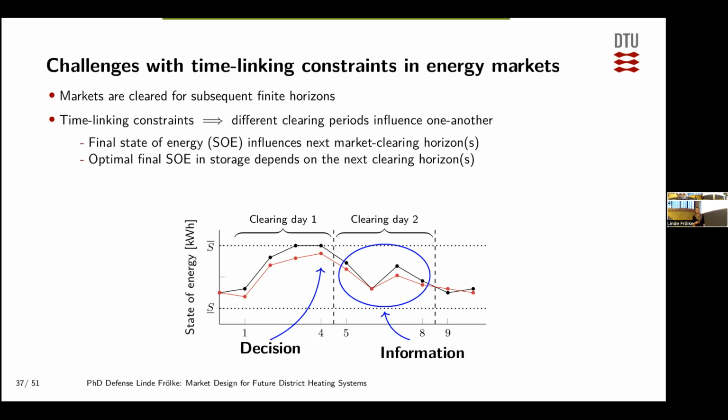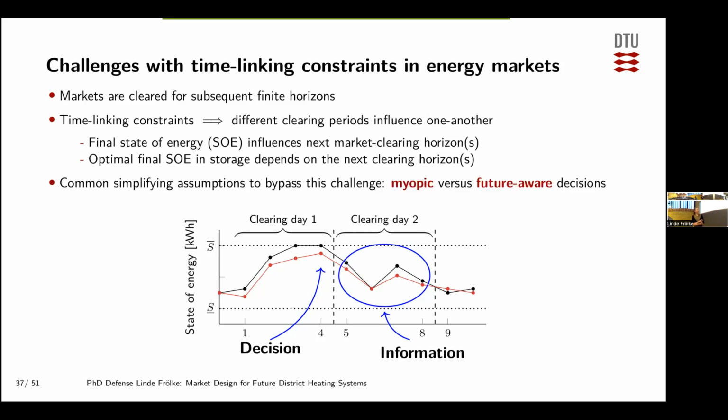To bypass such challenges, it is common to take some simplifying assumptions, which means that we move into some kind of myopic decision making, where we do not take any information that we may have about the next clearing into account. Another approach would be to do this in a future-aware way. In that case, one would take some kind of information about tomorrow into account.